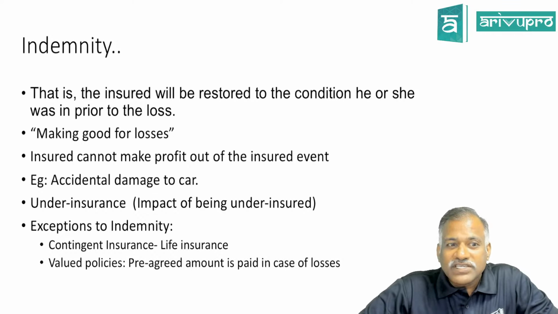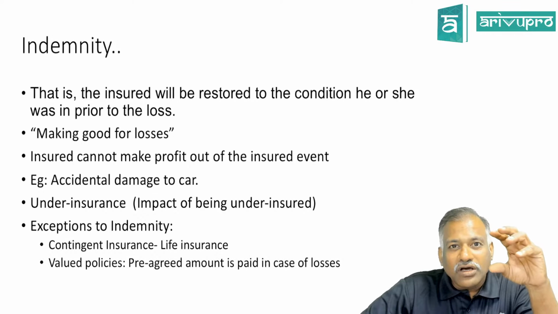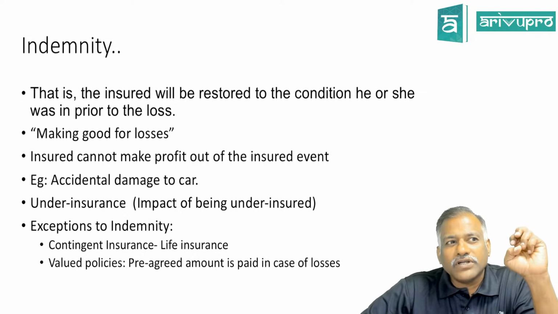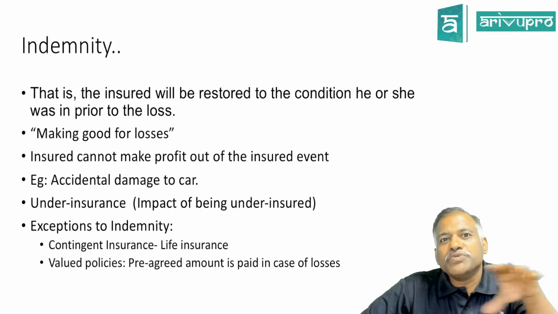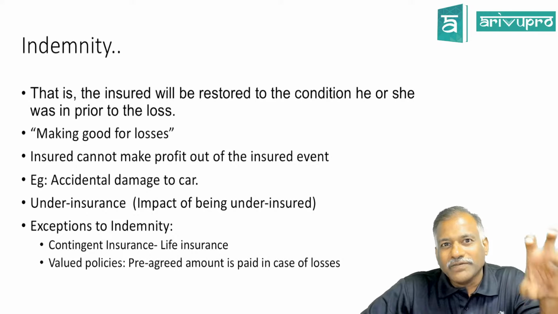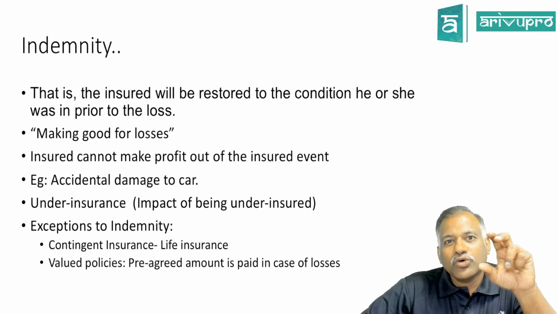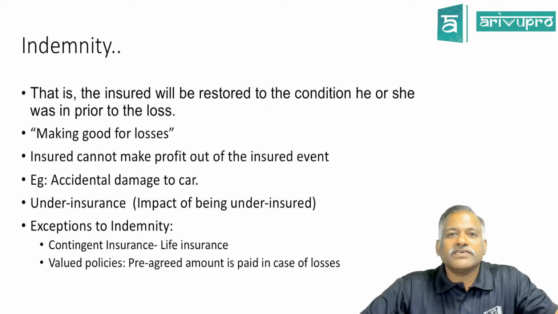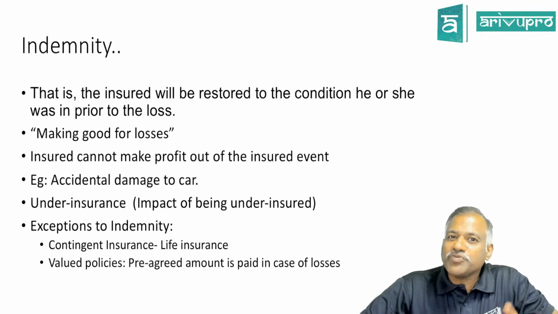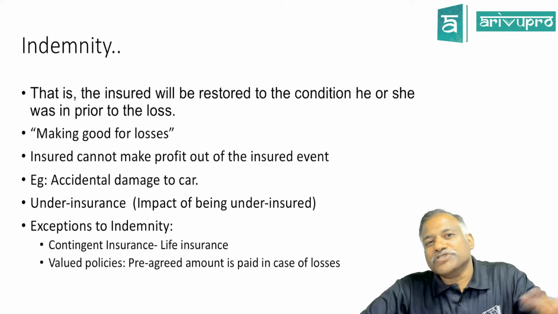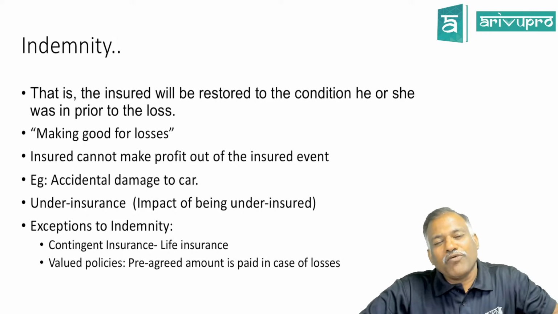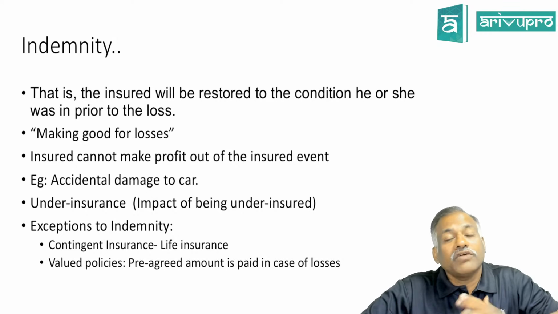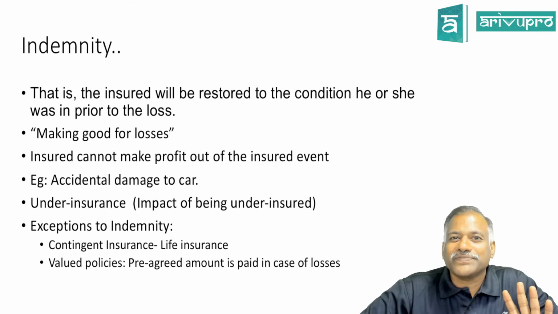In the valued policy, let us say that I am insuring a particular contingent, let us say transport, where something is being transported from point A to point B, and those goods under transport are being insured. Then I will say I will insure this for, let us say, 5 lakh rupees. Now, irrespective of the amount of losses, I will compensate you 5 lakh rupees. The damages could be 1 lakh, 2 lakh, 3 lakh, 4 lakh, 5 lakh, whatever it is. The pre-valued agreement is that in case of any loss, I will pay you 5 lakh rupees.